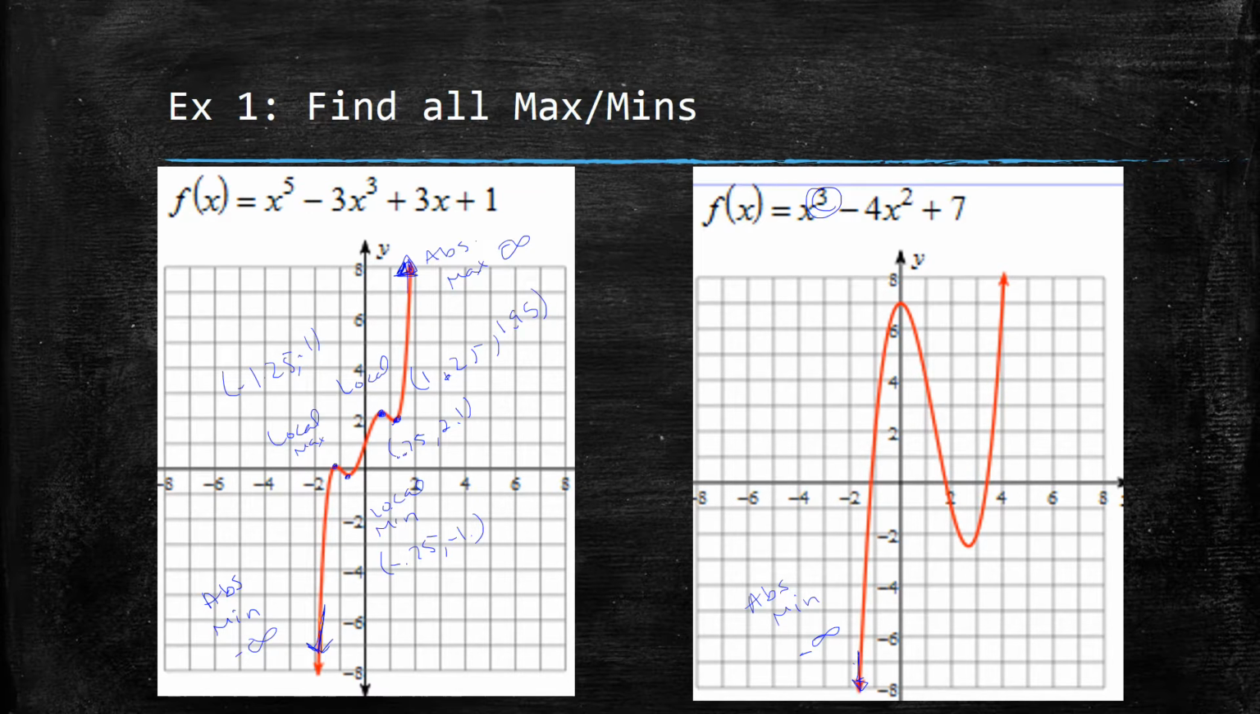If we follow the function up, we see a local maximum at 0 and 7. Follow the function, we have a local minimum over here at 3 and negative 2.25. And then it continues in the positive direction over here. So that's going to be your absolute max at positive infinity. And that's all you're doing for maximums and minimums on the homework.